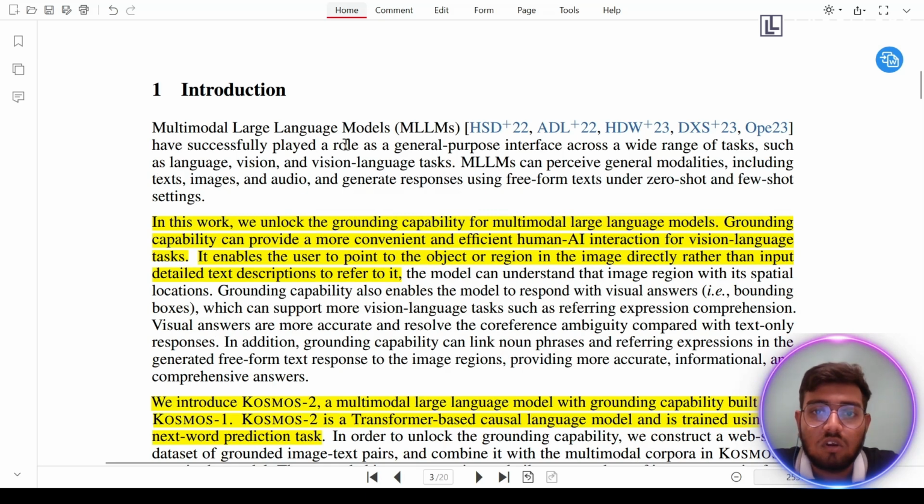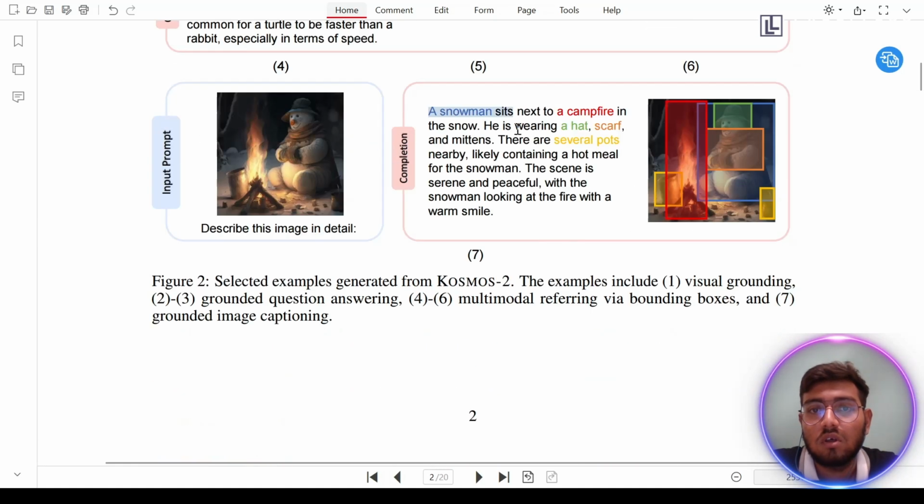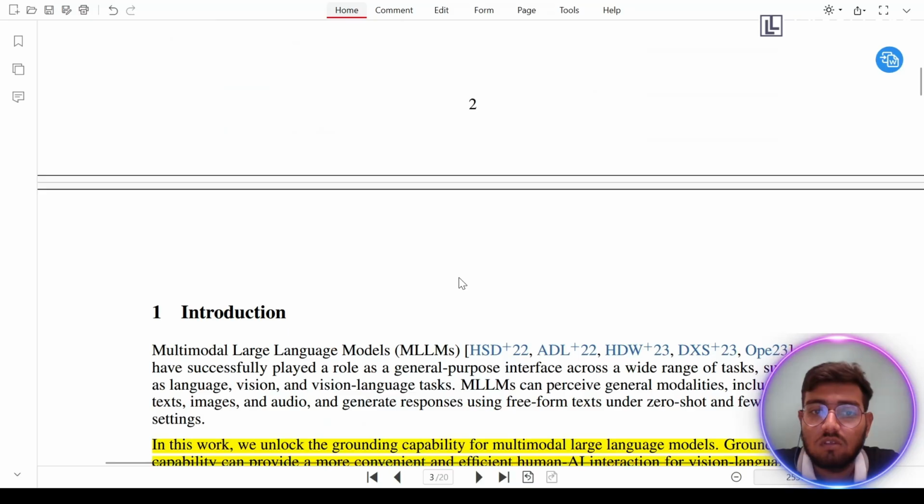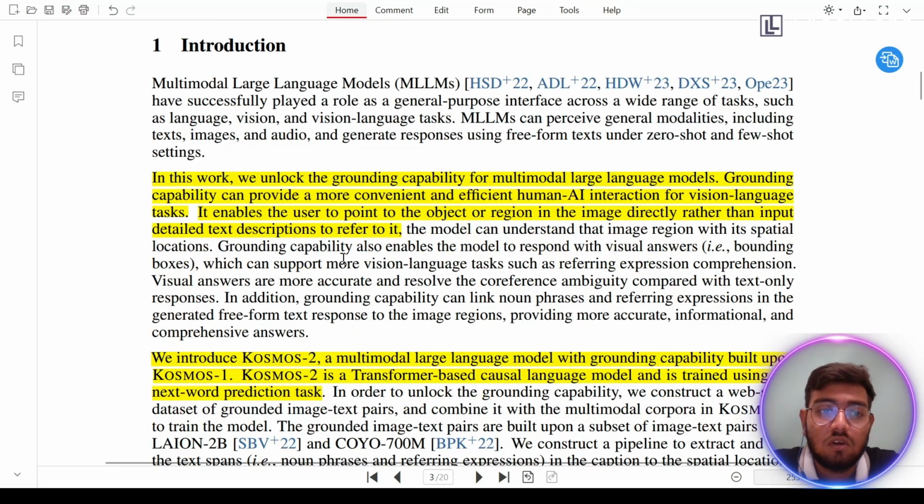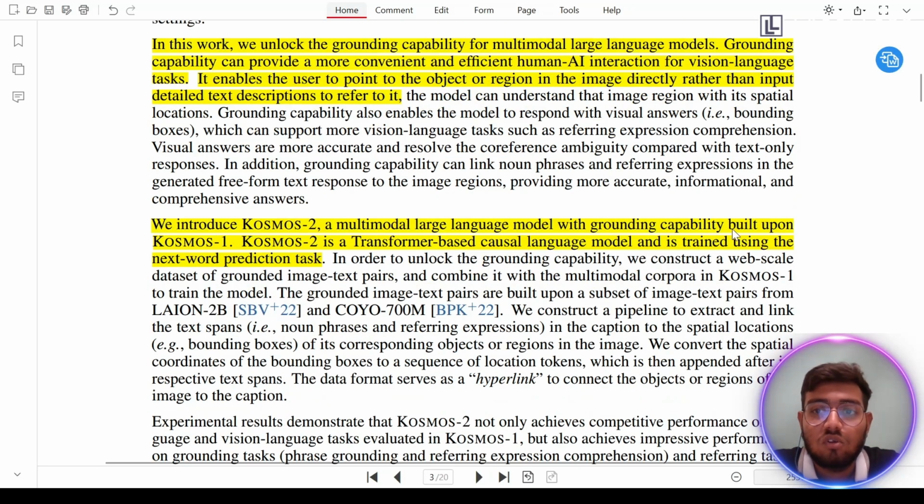In the introduction, it is mentioned that the grounding capability can provide a more convenient and efficient interface. Grounding here means connecting the relationship between text and the object in the image. Like if I am talking about a snowman, this text should have a relationship with this object in the image. This is the grounding capability of Cosmos 2. Cosmos 2 is built upon Cosmos 1. As we know, Cosmos 2 is a Transformer-based causal language model.